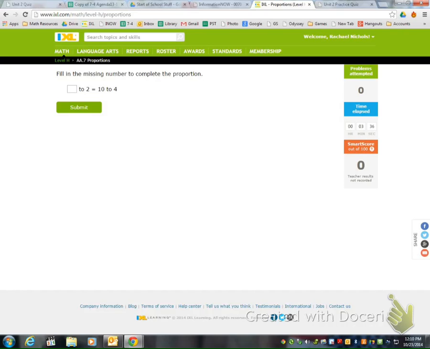So the blank to 2 means x over 2, because our unknown is x, right? Or y or z or whatever letter you would like to choose as your variable, okay? And that's equal to 10 over 4. So the word "to" or the colon both mean the same thing. It's just a ratio. It's just comparing. Now, to solve this, we use cross products, which means we multiply across.